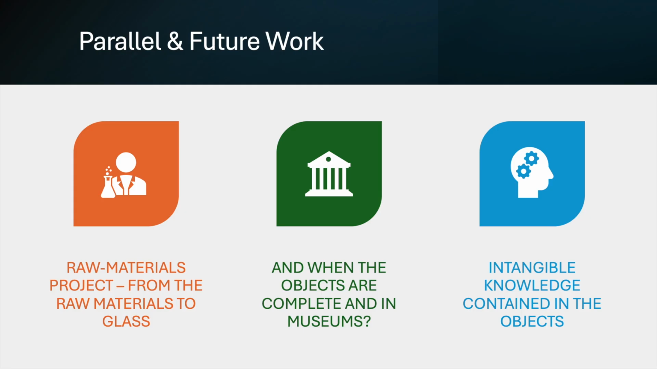So parallel in future work, we are studying the raw materials based on historical sources, so collecting the raw materials and making tests with them. If we want to move forward the analysis of museum objects, we are dealing with complete unsamplable objects, so we need to revisit and fine-tune the analytical methodology, and with the final aim of achieving the intangible knowledge these objects contain.